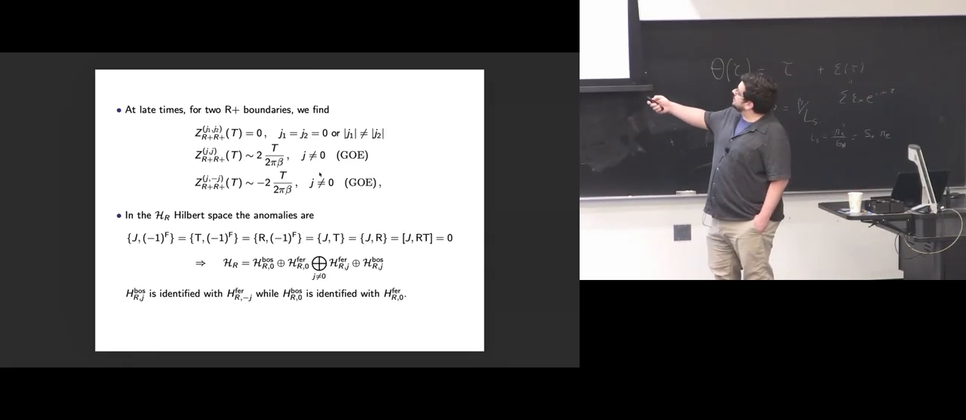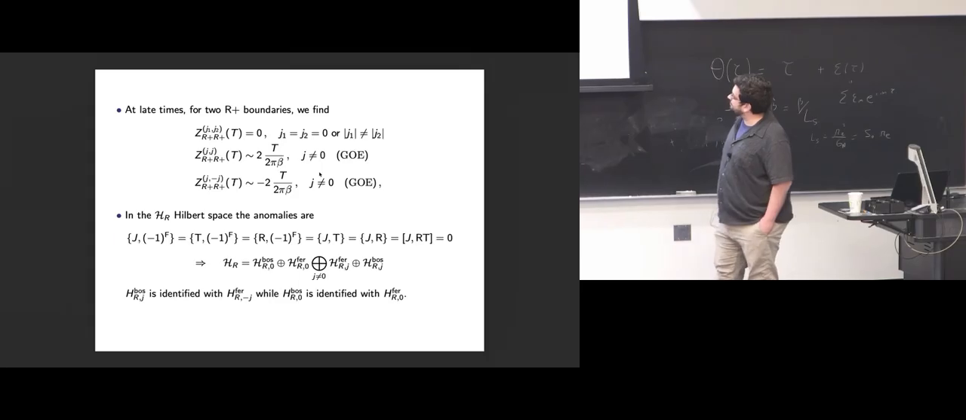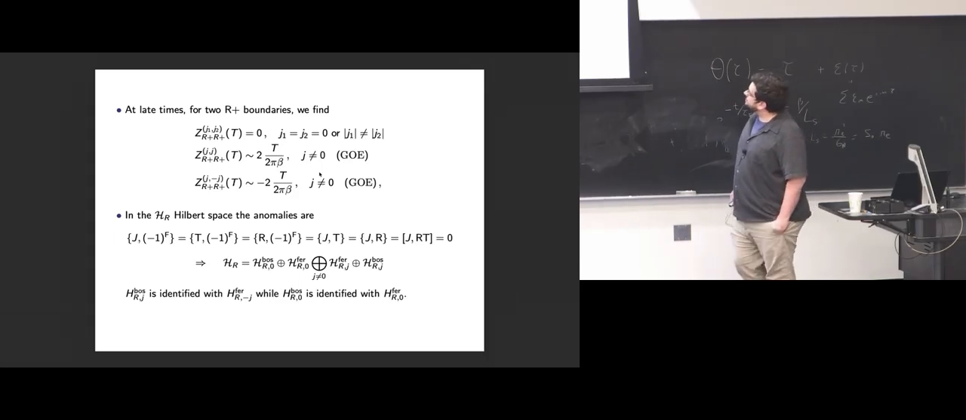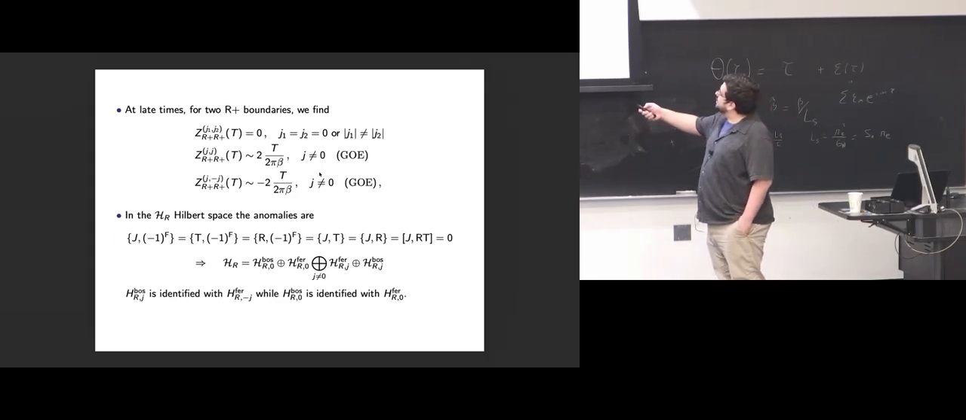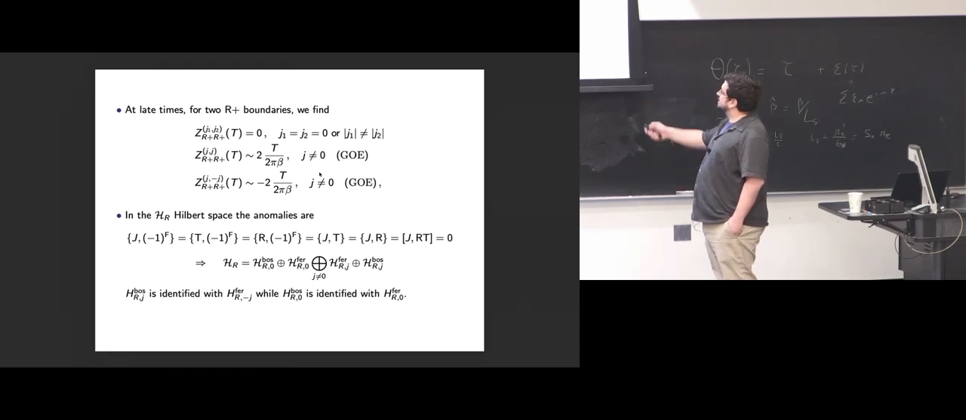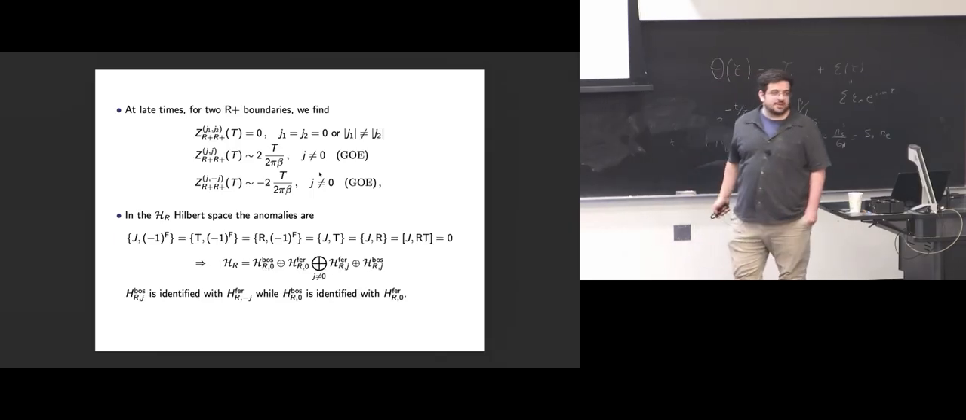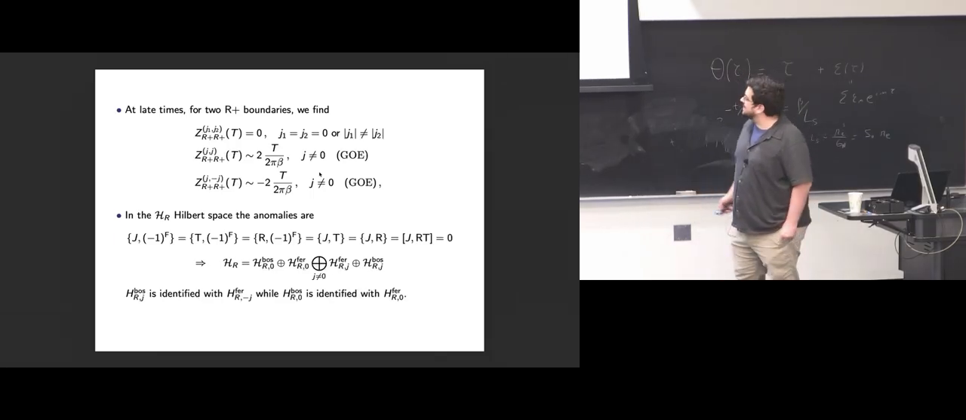Now the answer vanishes either if the j's are different or if they are both 0. If the j's are non-zero, then the answer is 2 times GOE. If the j's are different, the answer is -2 times GOE. So this -2 is funny, but it can be understood in the context of the random matrix ensemble.